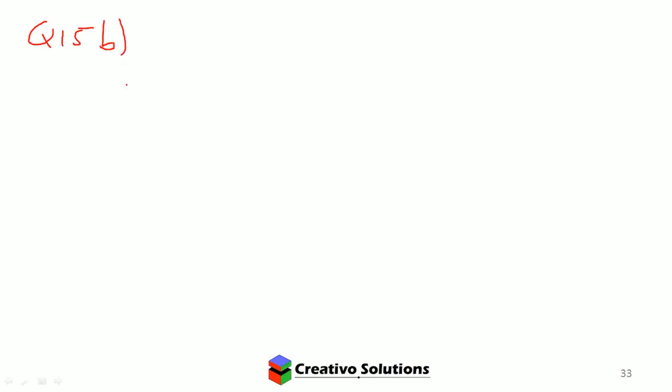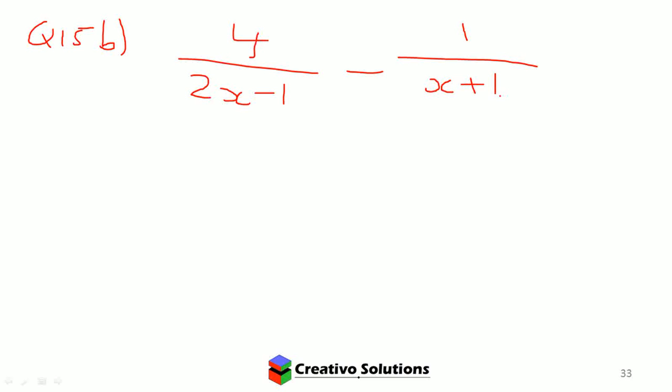15b gives us, again, a fraction. So we've got 4 over 2x minus 1, minus 1 over x plus 1, equals 1. So here we've got an equation actually, because we've got two fractions on the left equal to 1 on the right. I'm then going to have to apply the same rules as before.